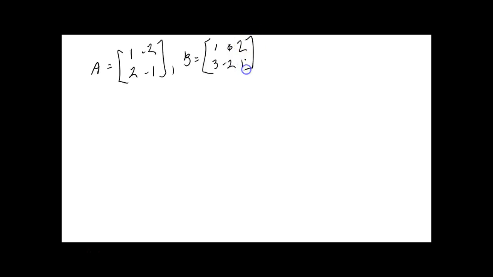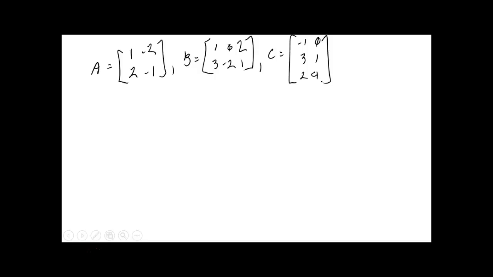So here we want to find a matrix product ABC by grouping the factors first as AB times C and then as A times BC. Okay, so here's our three matrices. A equals 1, -2, 2, -1. Here's our B: 1, 0, 2 and 3, -2, 1. And here's our C: -1, 0, 3, 1, 2, 4.